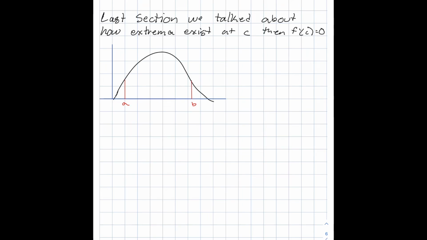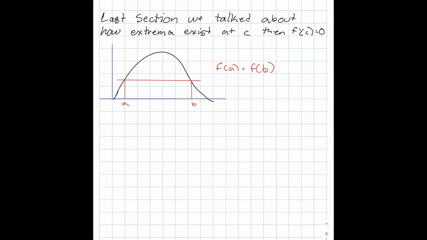So last section we talked about how if an extremum exists at c, then f prime of c equals 0. If we look at the graph that I have already drawn, we see point a and point b. I can draw a line and show that f of a equals f of b. Well, what does that mean about f of a and f of b, or the numbers in between them?